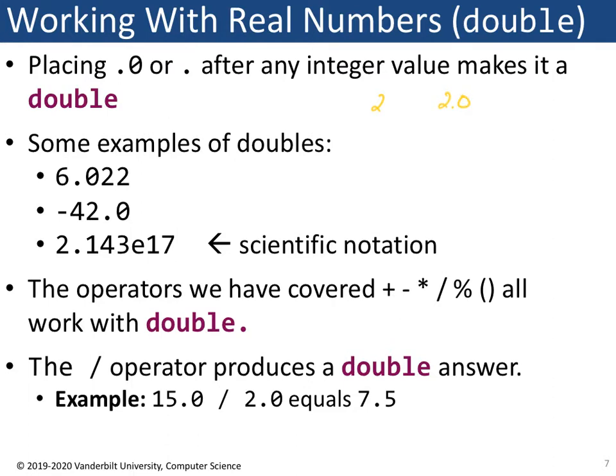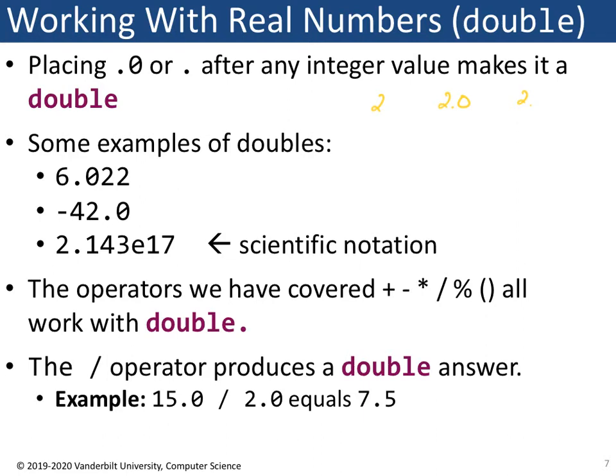2.0 is a real. 2. is also a real designation. Other examples of this: 6.02, that would be a real. Negative 42.0, real. You can also use scientific notation. So you could do 2.143E17, so that would be 2.143 times 10 raised to the 17th.